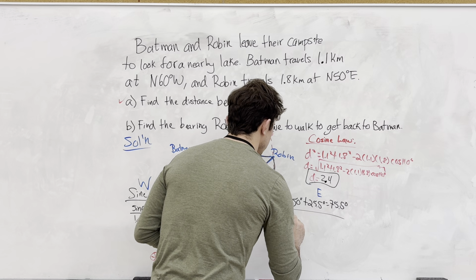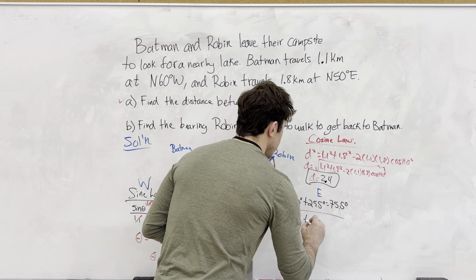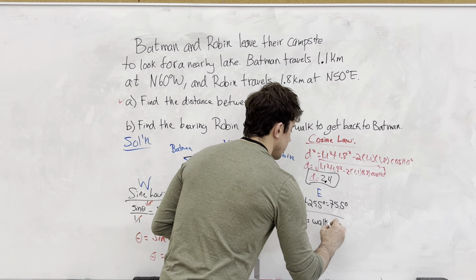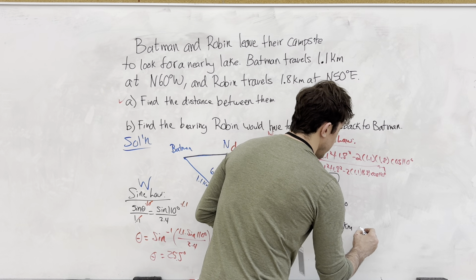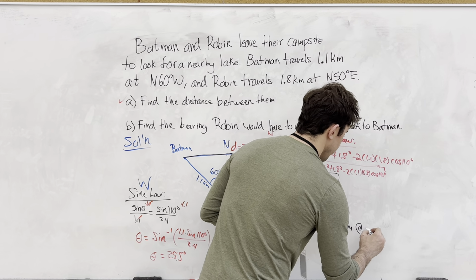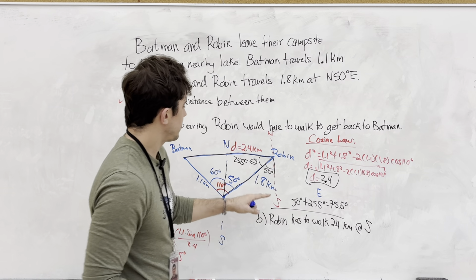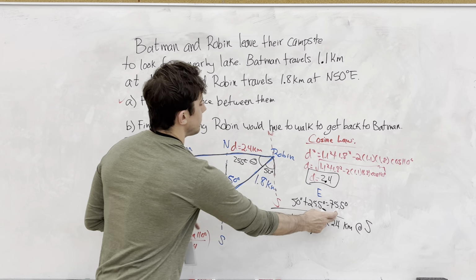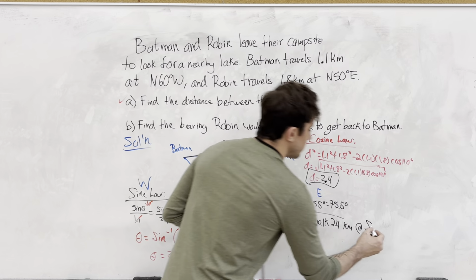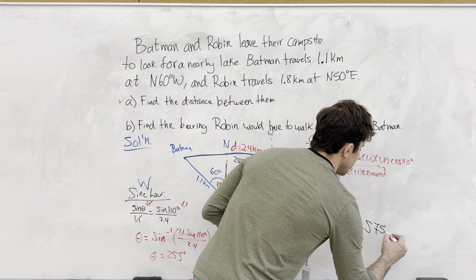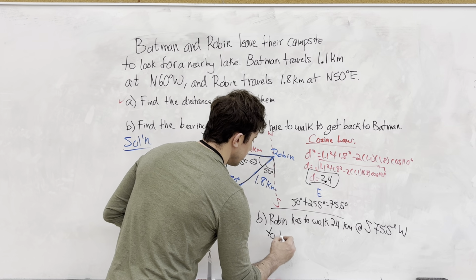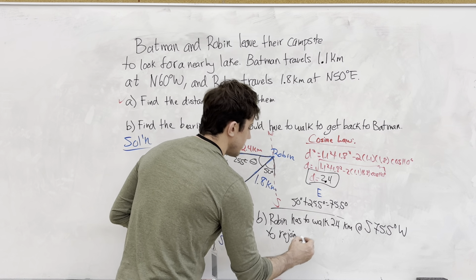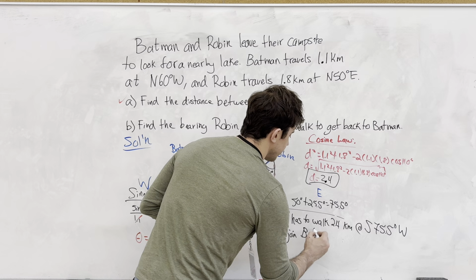Robin has to walk 2.4 kilometers at a bearing of south 75.5 degrees west to rejoin Batman.